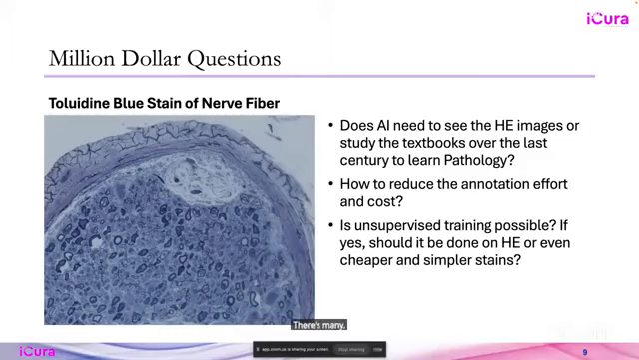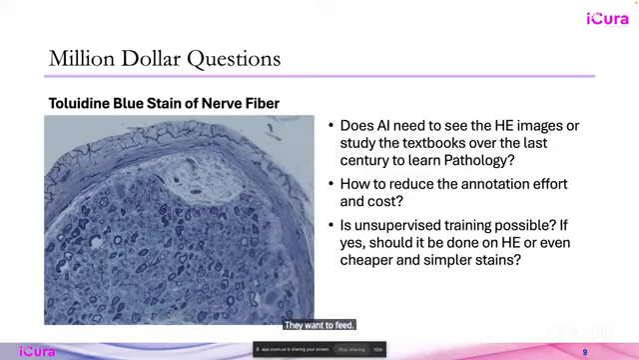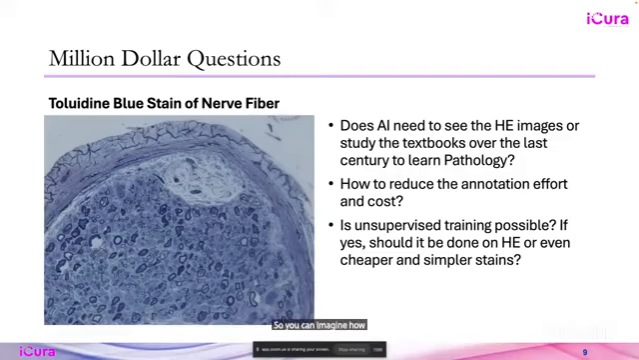There have been many efforts in the past 5 or 6 years. We know there are some successful companies that had an FDA-cleared AI algorithm to tell cancer from normal tissue, but the cost was very, very heavy. I know some companies have hired more than 500 pathologists sitting there manually annotating each image they want to feed to the training model. Maybe more than 10,000 images, and for someone to manually annotate these images, just one image could take at least 30 minutes to an hour. So you can imagine how big that cost is.